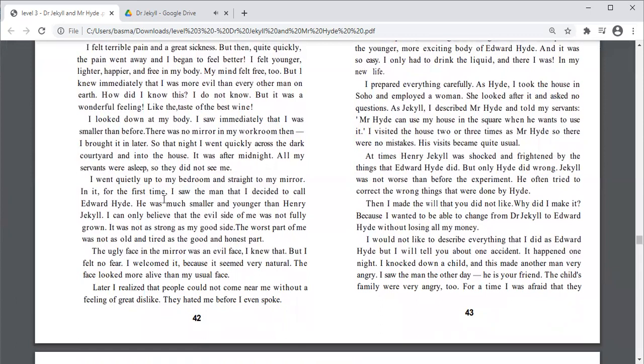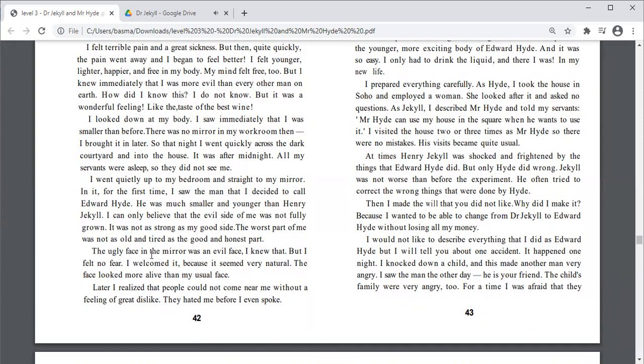In it, for the first time, I saw the man that I decided to call Edward Hyde. He was much smaller and younger than Henry Jekyll. I can only believe that the evil side of me was not fully grown. It was not as strong as my good side. The worst part of me was not as old and tired as the good and honest part.